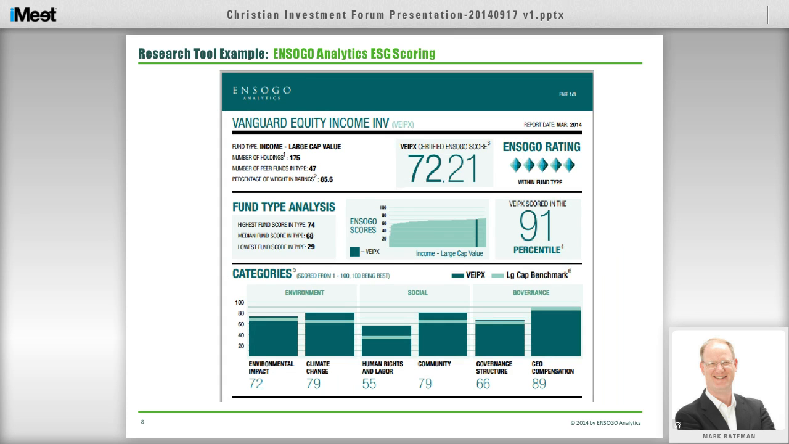I do want, just by way of example of what research can cover and what it might look like, I pulled out some Ensogo analytics information just to give you a flavor. There are two pieces that I'm going to show you. The first is looking at the positive aspect scoring on environmental, social, and governance issues, and doing some comparative analytics so that you can see how one mutual fund stacks up to its peer mutual fund on those kinds of issues.